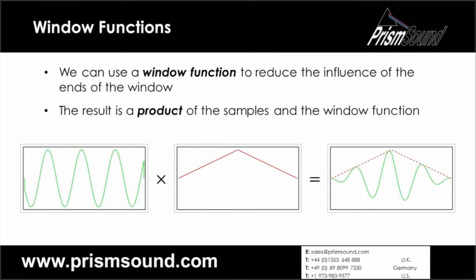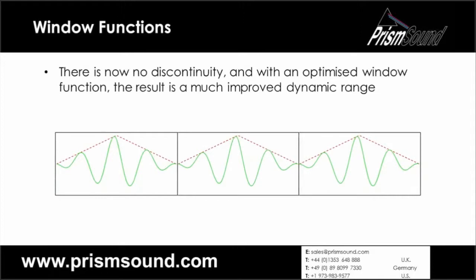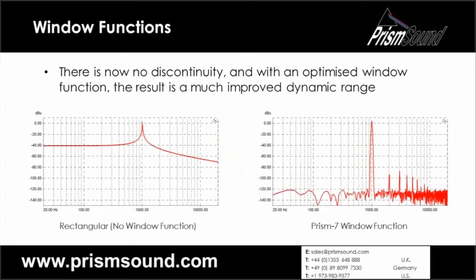And what this means is that when we repeat our data before and after our main window, as before, you're not going to get a discontinuity. And the result, if you use an optimized window, is a much better dynamic range. What we've got here is the exact same setup of the two images, but one is using a rectangular window function, which is equivalent basically to having no window function, whereas the one on the right is our optimized Prism 7 window function, which has a very high dynamic range. And you can clearly see on the right those distortion harmonics, which you wouldn't have been able to see at all on the rectangular window.